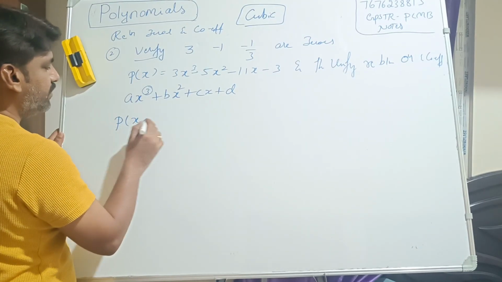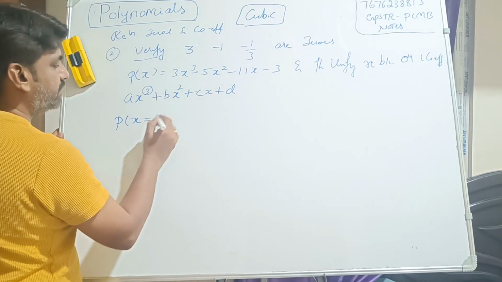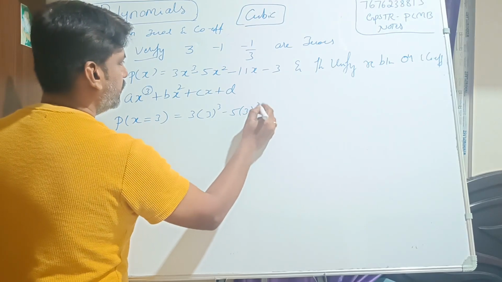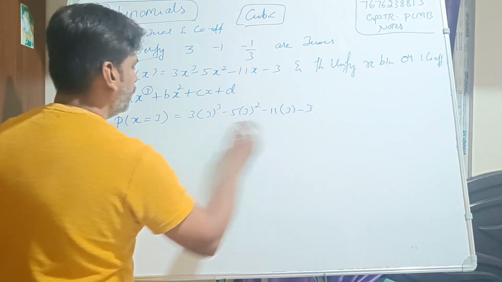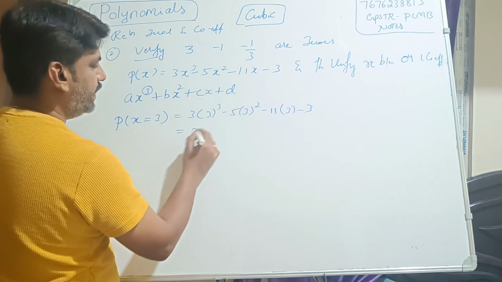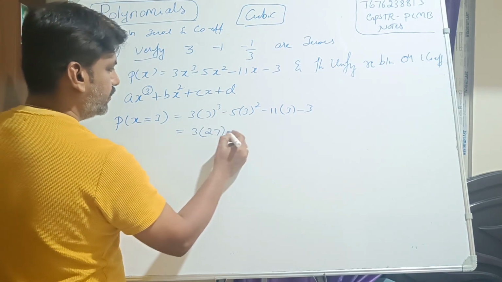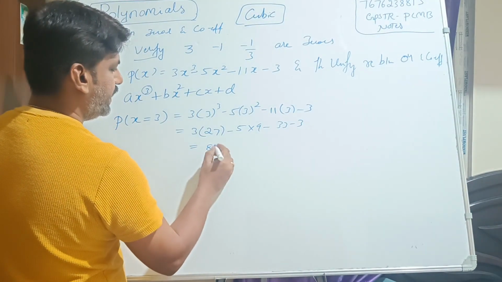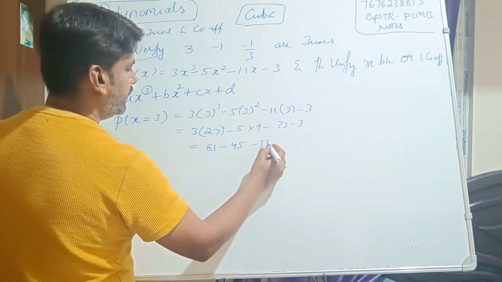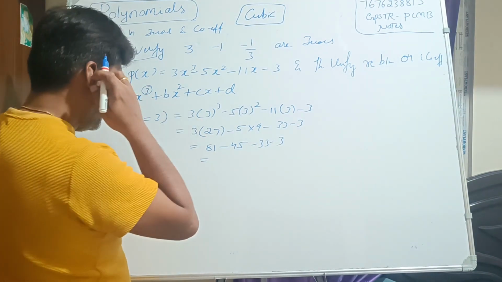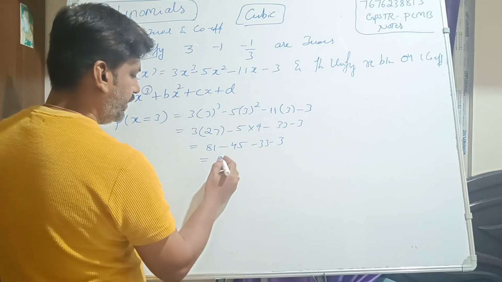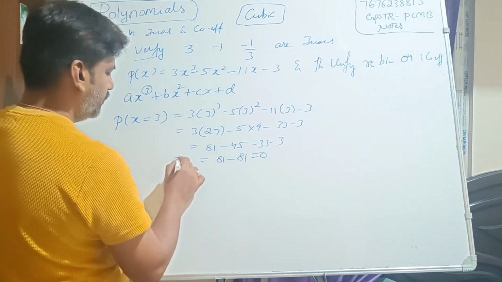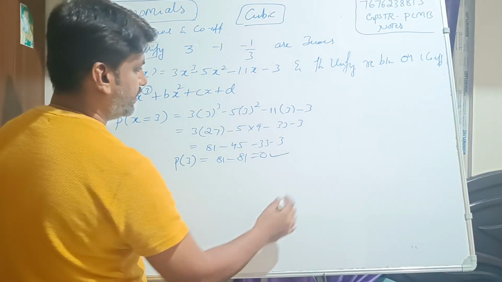So what I will write is p of, first I will substitute the x value as 3. When you substitute x as 3, check what result you are getting. Here we have 3 cube, 3 times 3 is 9, 9 into 3 is 27. So it is 5 into 9 minus 33, 3. So it is 81, 45, 33, 3. So the resultant is 0. So p of 3 value is 0, right?